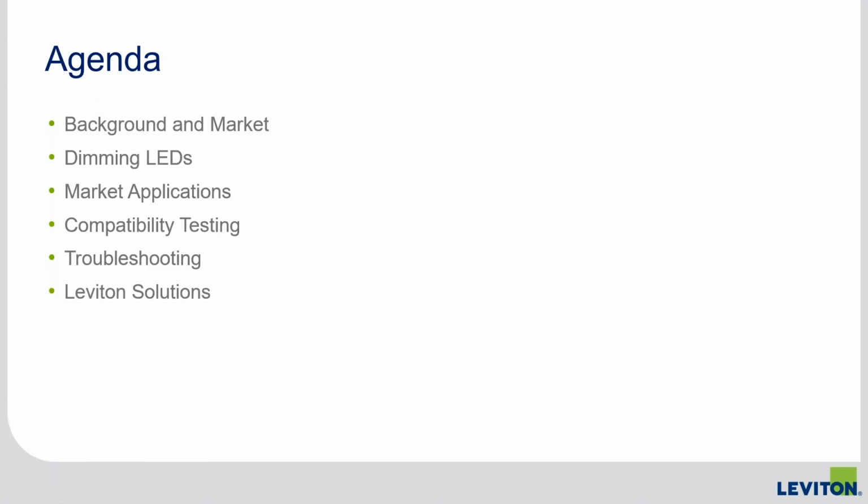Okay, so first we're going to start talking about the background in the market. We're going to talk about where we've been, where we're going, and we're going to move right into dimming LEDs, some of the common applications, where they're used, and maybe some of the issues that we deal with sometimes when working with LEDs. Again, talk about some market applications and move over towards compatibility testing when my colleague Tom Babbage is going to take over. Lastly, we're going to talk about troubleshooting and then what Leviton has to offer.